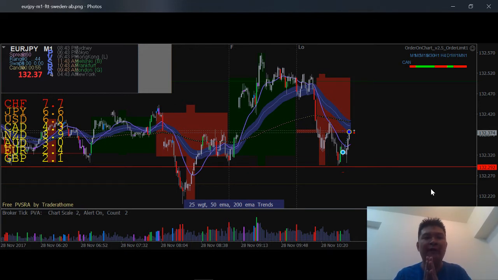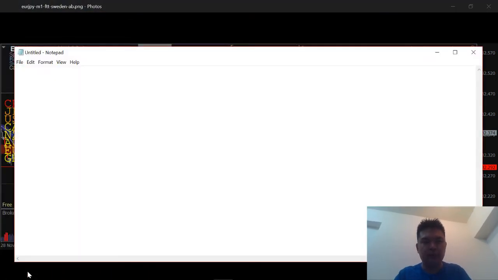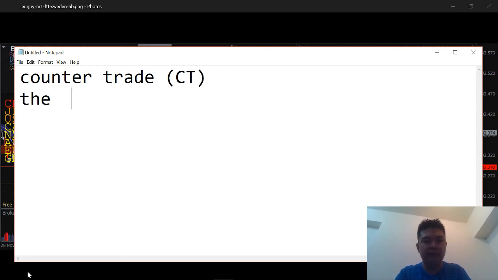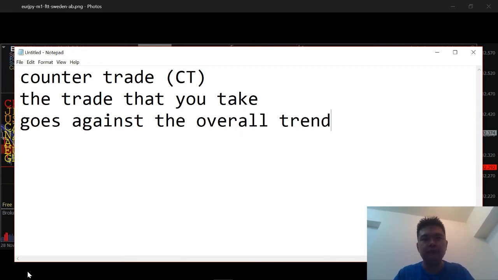So, first of all, how do I identify the overall trend? Let me write to you guys first. When you have something like a counter trade, and sometimes we abbreviate it to CT, that means that the trade that you take goes against the overall trend. But first of all, how do I identify the overall trend?